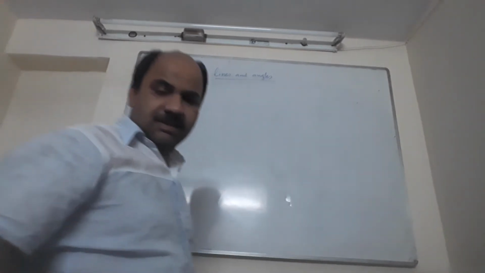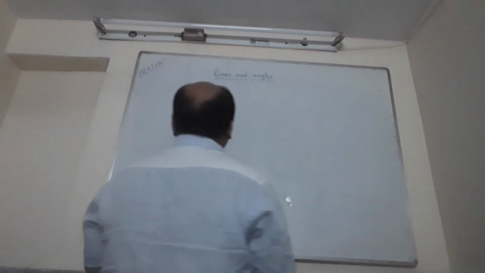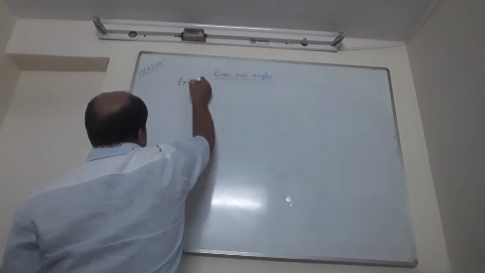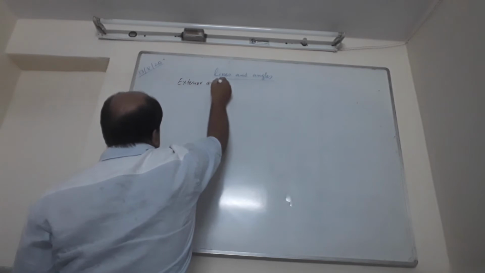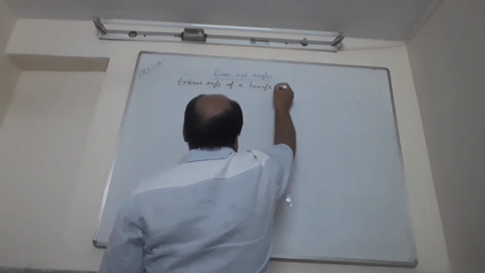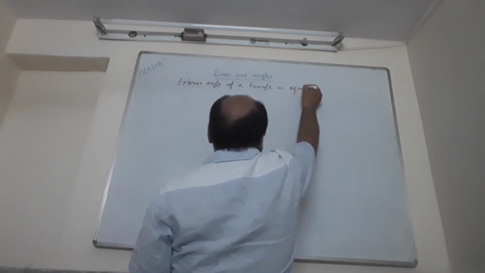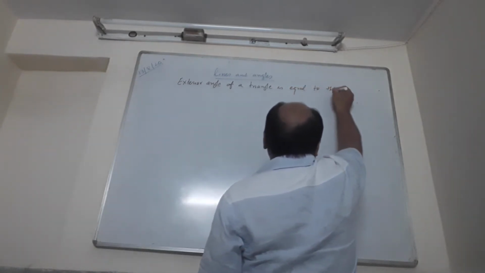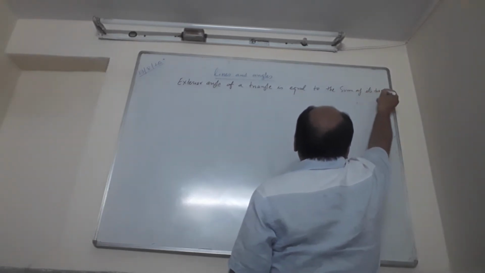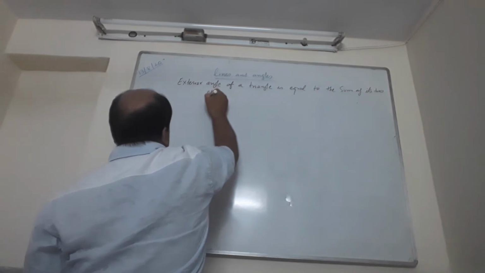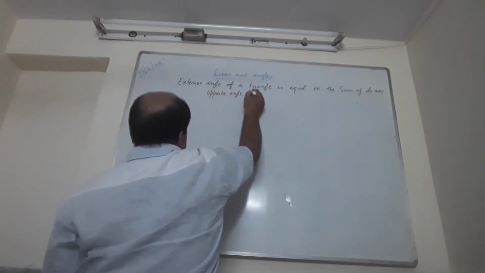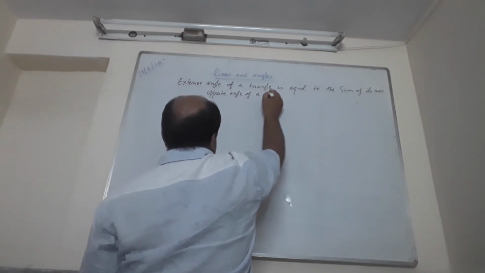This one is the exterior angle of the triangle. The exterior angle of a triangle is equal to the sum of its two opposite angles of a triangle.